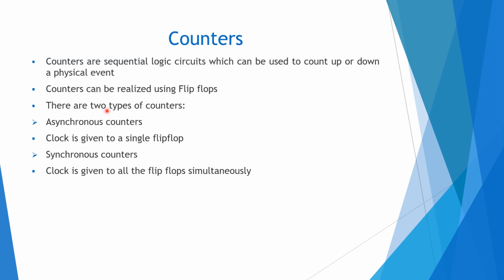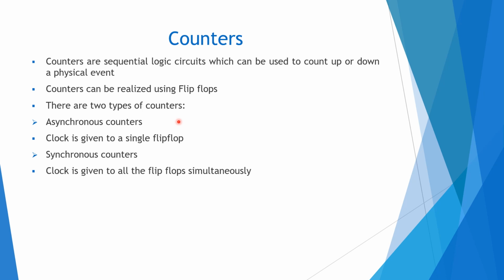So let us look at what counters are. Counters are sequential logic circuits which can be used to count up or down a physical event. In a digital circuit, the physical event is the clock pulse. If we give a clock pulse to a counter in the up mode, it will count from a lower value to an upper value, for example 0, 1, 2, 3, 4, 5, 6, 7, and again to 0. It goes in a loop.